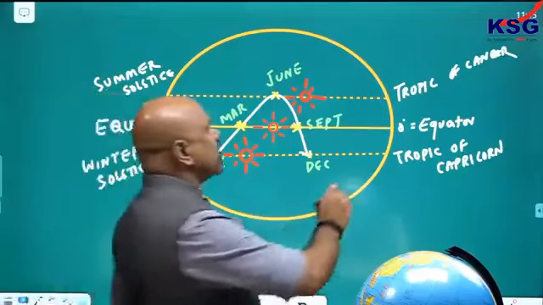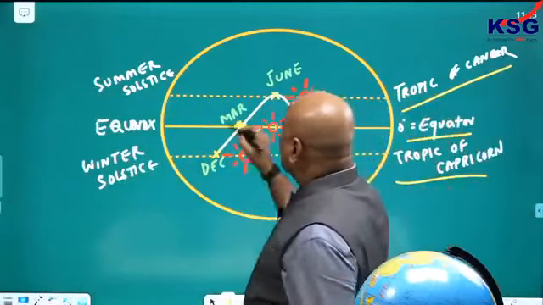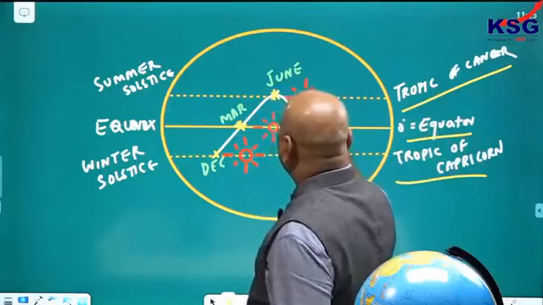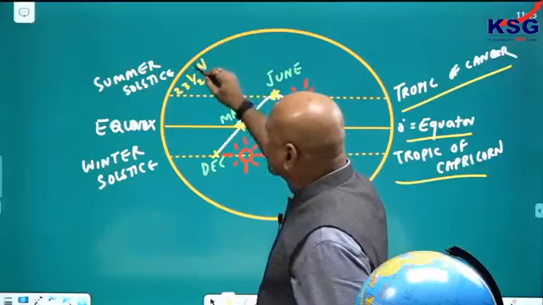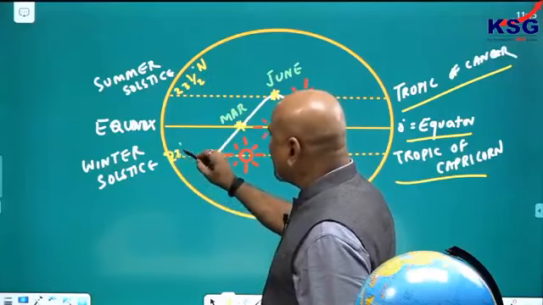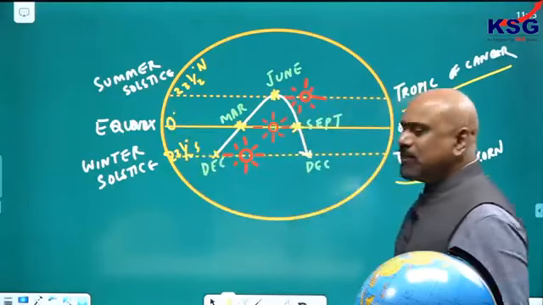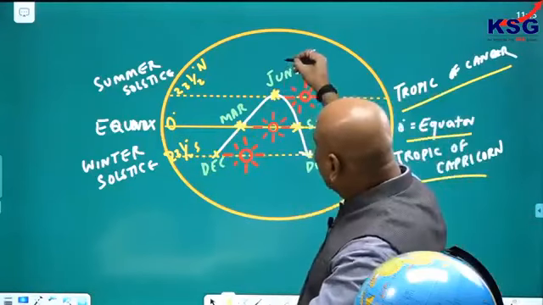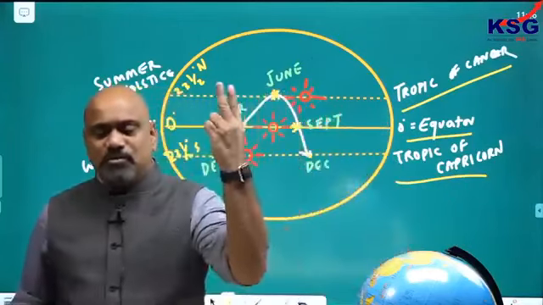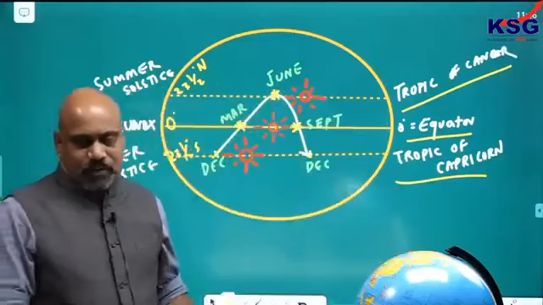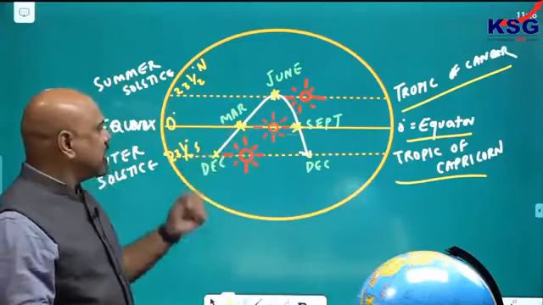Just remember these terms. There is a Tropic of Cancer, there is an equator, there is Tropic of Capricorn. When the sun is at 23.5 degrees north, it is called summer solstice. When it is at 23.5 degrees south, it is winter solstice. When it is at 0 degree equator, it is equinox. Once it goes up, again it comes down, so twice it crosses the equator. So in a year, you have two equinoxes, in March and September.